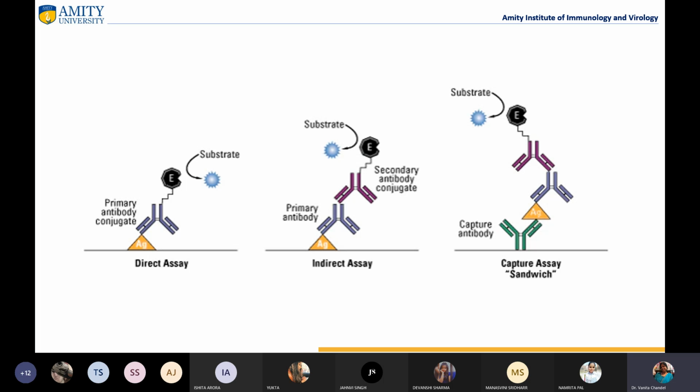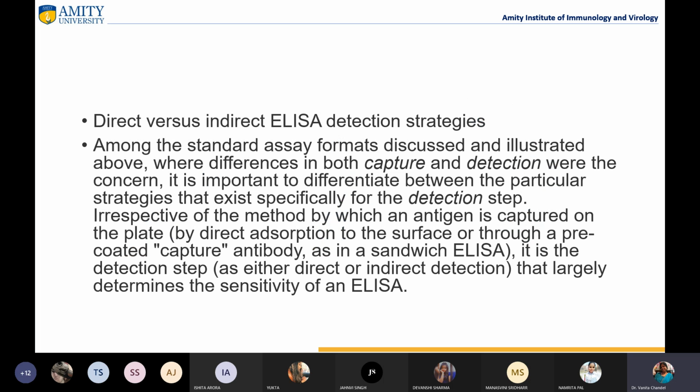In the sandwich capture assay, we add first the capture antibody and then the antigen, then the primary antibody and a secondary antibody which is linked to the enzyme conjugate. So different formats are being used. It totally depends upon the choice of the people, or which process is more standardized for which kind of virus. So, direct versus indirect detection strategies.